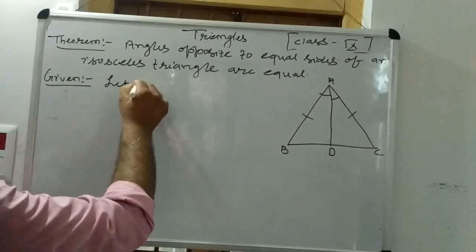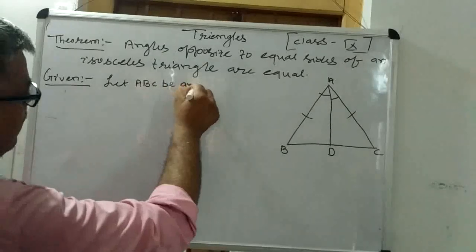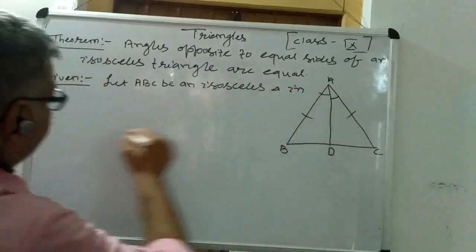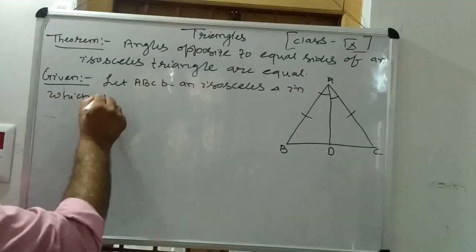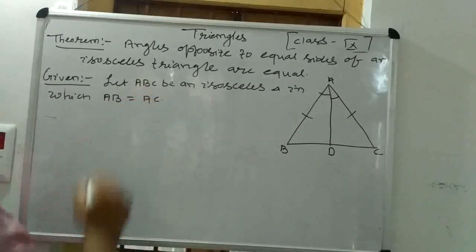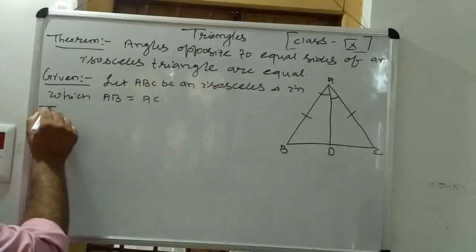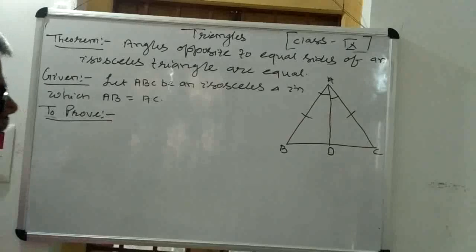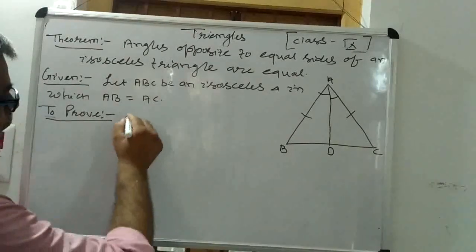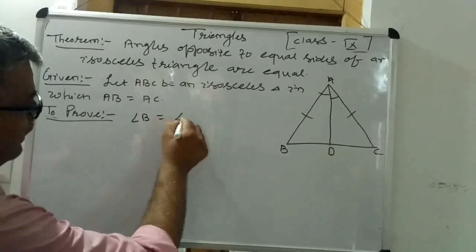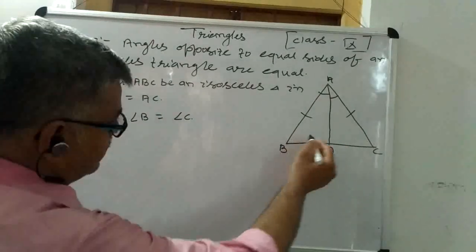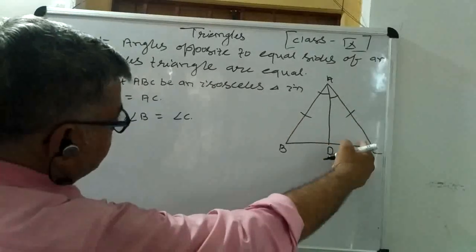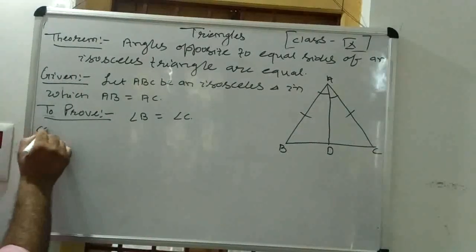Let ABC be an isosceles triangle in which AB equals AC. Now what do we need to prove? We need to prove the angle opposite to AB, that is angle B equals angle C. Angle B is the angle opposite to equal side AC and angle C is the angle opposite to equal side AB. Now we need a construction.